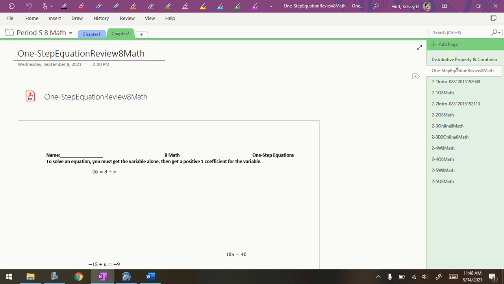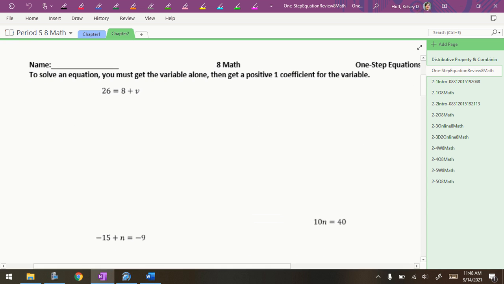Today's the same thing. Today we're setting the expectations of what Ms. Hoff wants to see on every single problem for the next 3 weeks while we work through chapter 2. So today we're going to review. To solve an equation, you must get the variable alone, and you also have to have a positive 1 coefficient. Okay? Today is more about the process, procedure, and work than it is the correct answer.